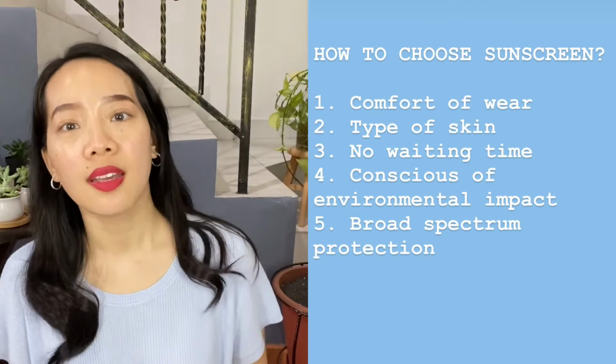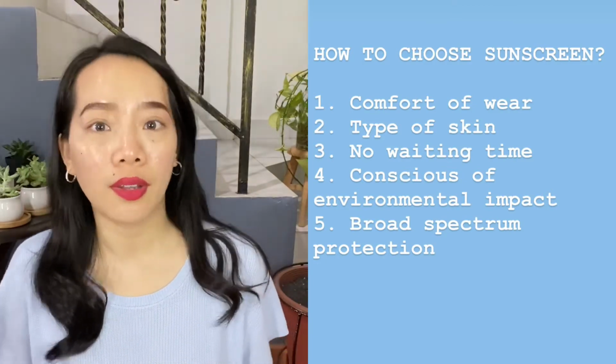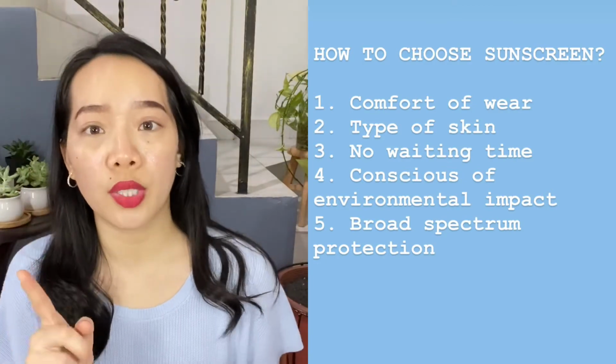Okay, so other than that, there are other points to consider. So whether it is broad spectrum or not, when you're choosing your sunscreen, whether it's physical or chemical, it should have broad spectrum protection, which means it has protection from UVA and UVB. And what is the difference between UVA and UVB? It's very easy to remember.